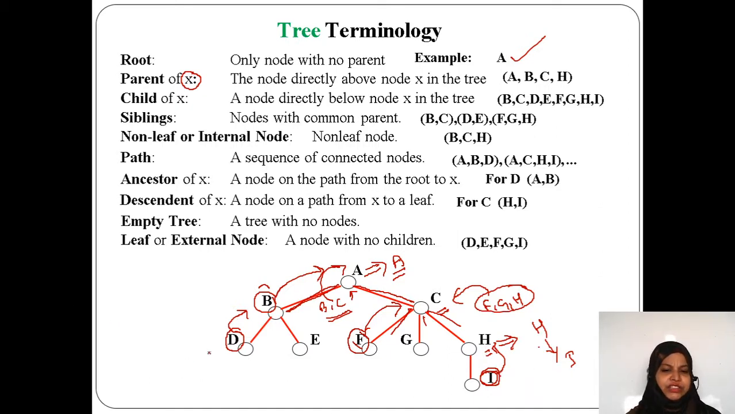See here, for this node D, are there any child nodes? No, there are no child nodes. That's the reason we are calling this D node a leaf node.